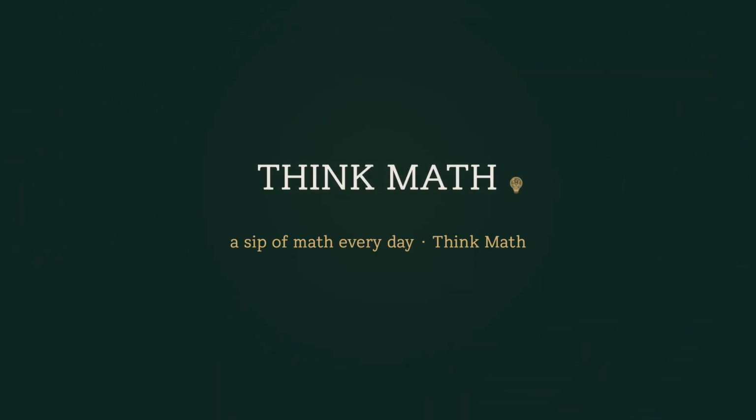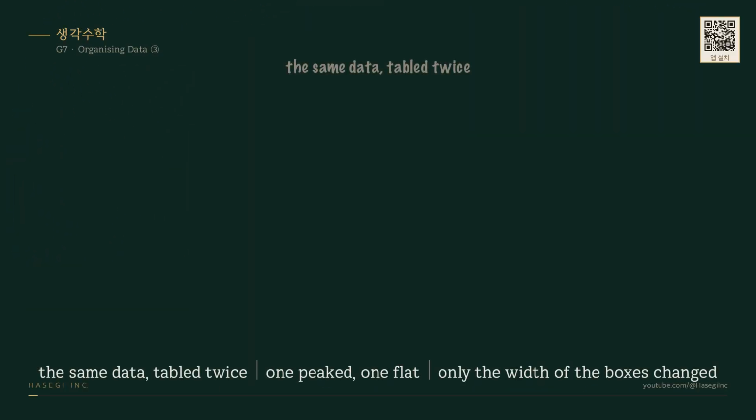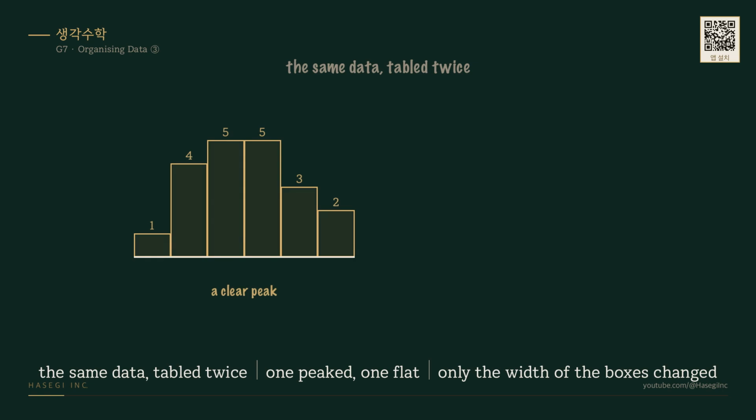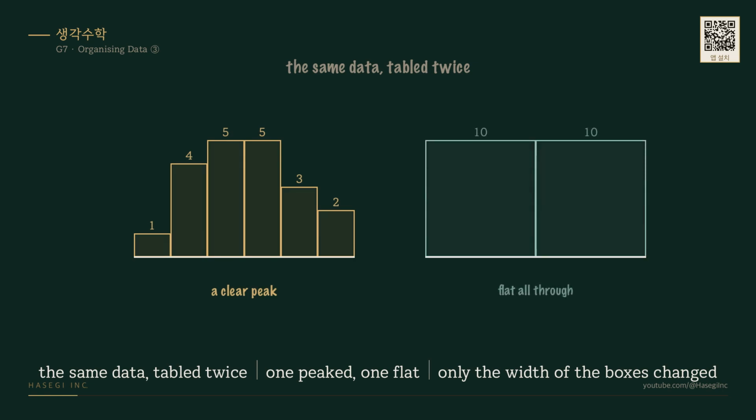Think math. Here is the same data, tabled twice. One has a clear peak and the other is flat as a board, and the data was never touched. Only one thing changed: how wide the boxes were that we poured it into. What is width, that it can do that?